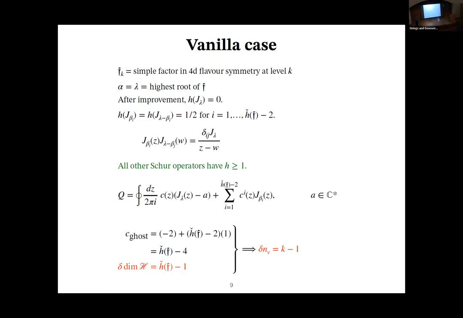And c ghost, what's c ghost? Well, I had one spin one ghost and h check minus two spin one half ghosts. So this adds up to h check minus four. The total number of ghosts I added was h check minus one. And so delta N sub V is k minus one. That's the prediction that I get out of this. And indeed that works very beautifully.